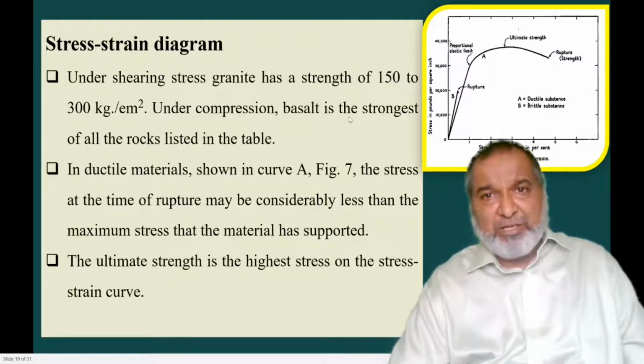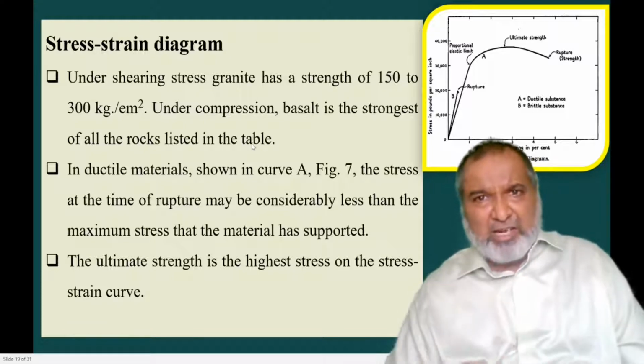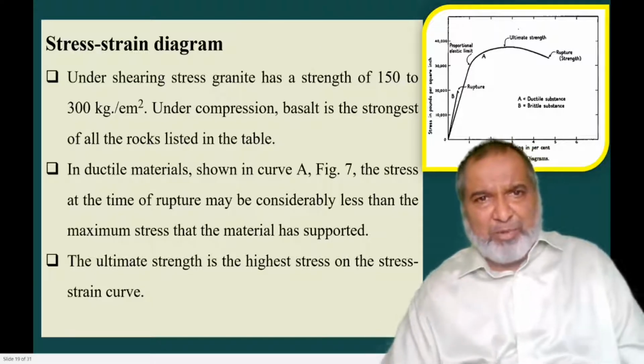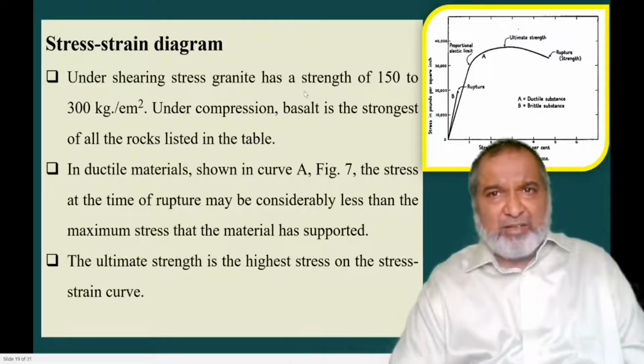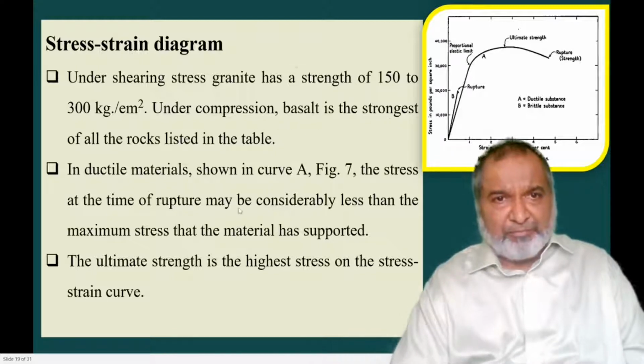Under compression, basalt is the strongest of all the kinds in the table. That table chart is there, but I have purposely not shown it. So why do we want to make that out? Granite, and if I compare it with basalt, under compression basalt is the strongest one.